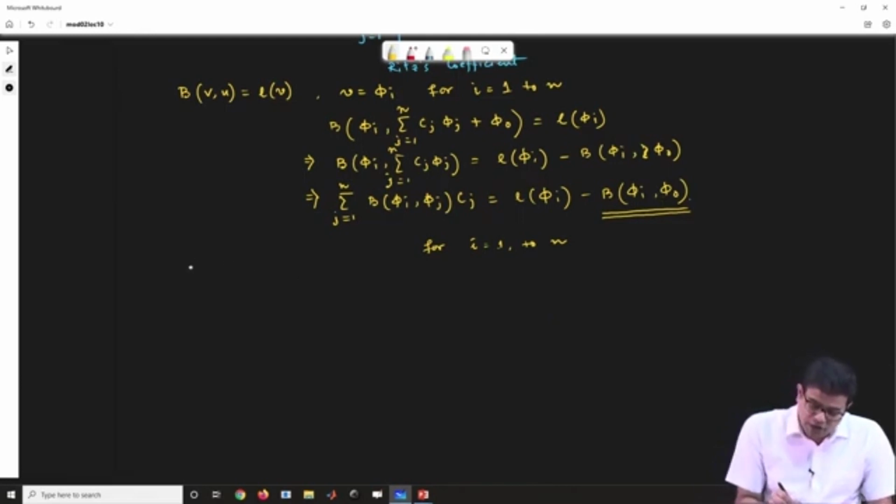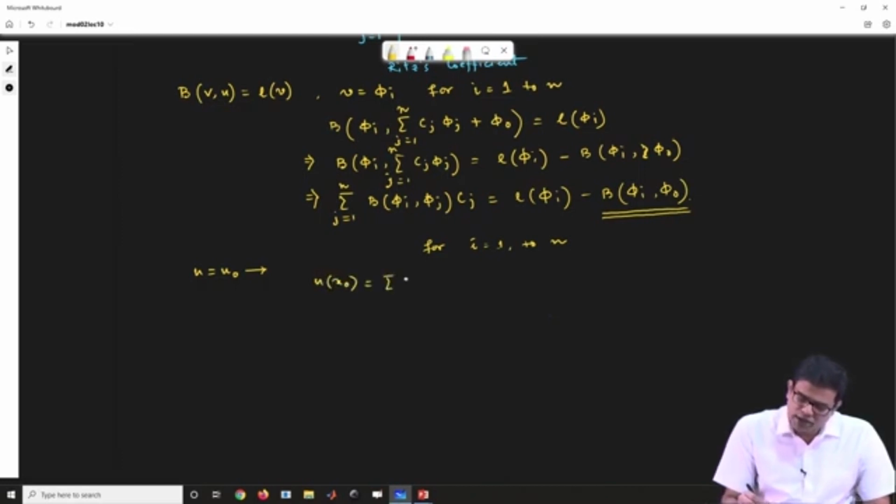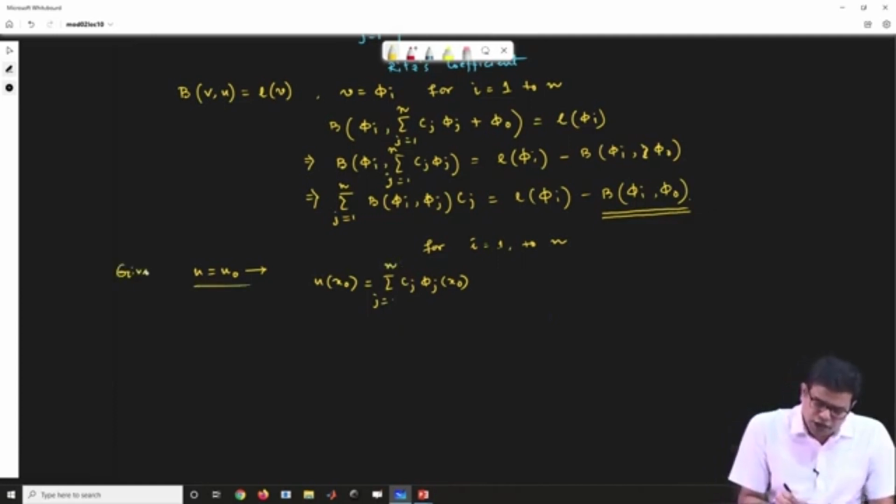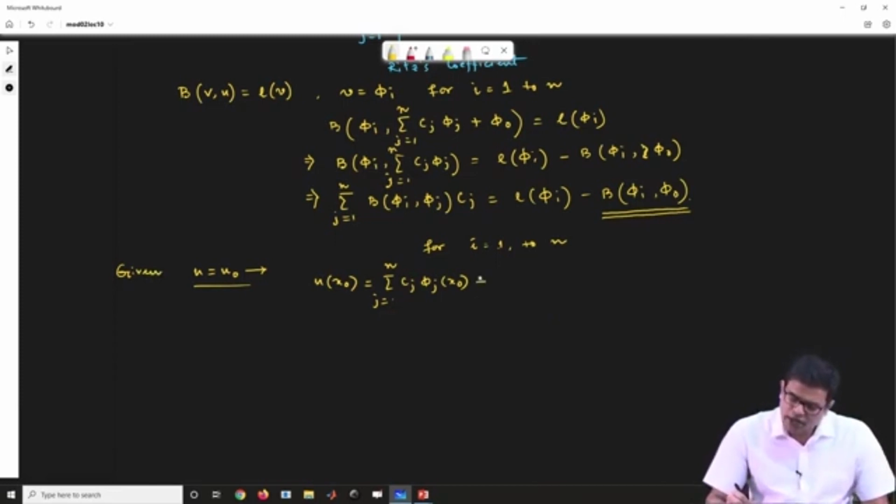For instance, if you have a non-homogeneous boundary condition u equals u0, then at x0 my approximation will be the sum of Cj phi j of x0, j equals 1 to n. So this is my given non-homogeneous boundary condition. Now this will have phi 0 of x0. Naturally, if I take these quantities as 0, then my phi 0 of x0 will be u0.